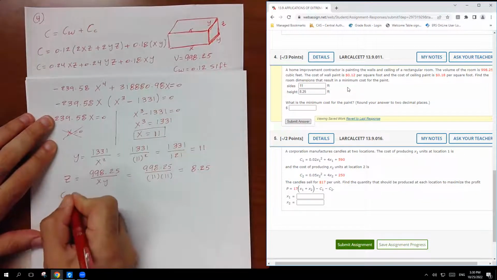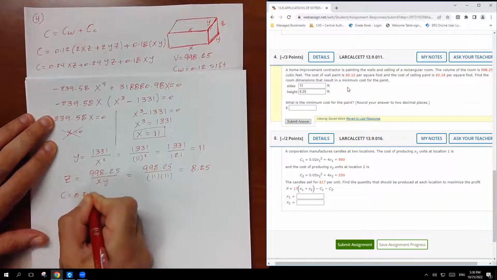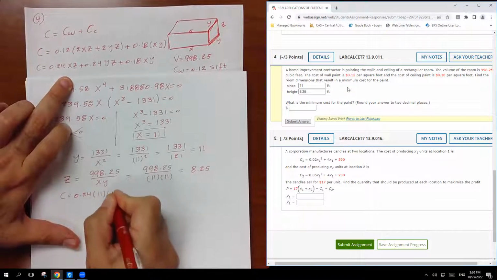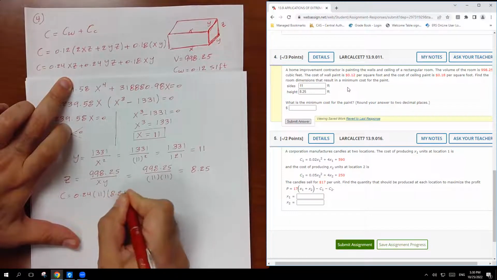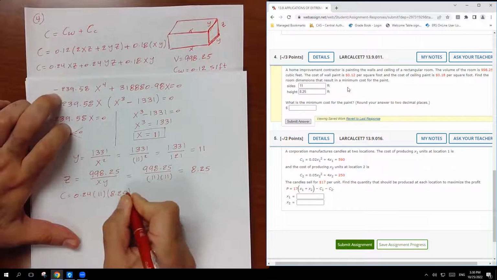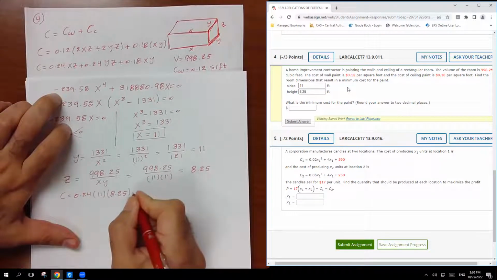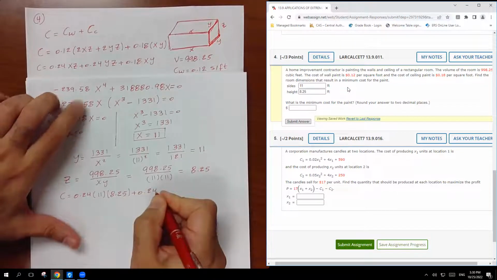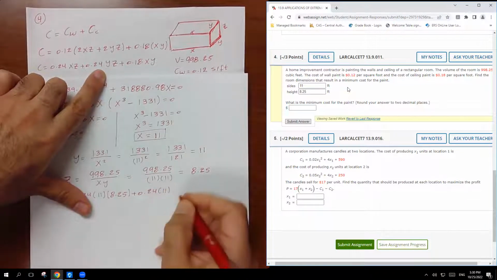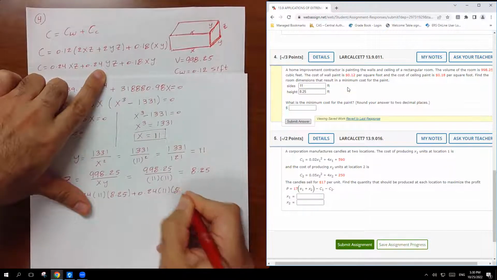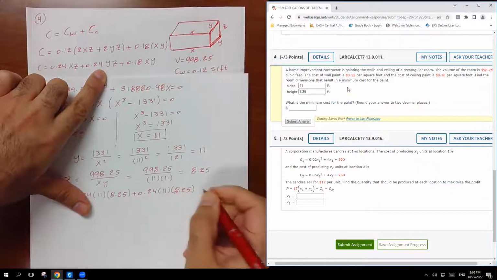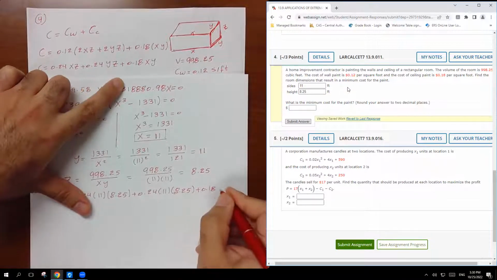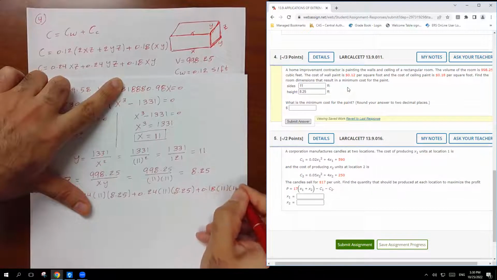So the C equal 0.24 times X, which is 11, and times Z, which is 8.25, plus 0.24, Y is 11, and Z is 8.25, plus 0.18 XY, X is 11, Y is 11.